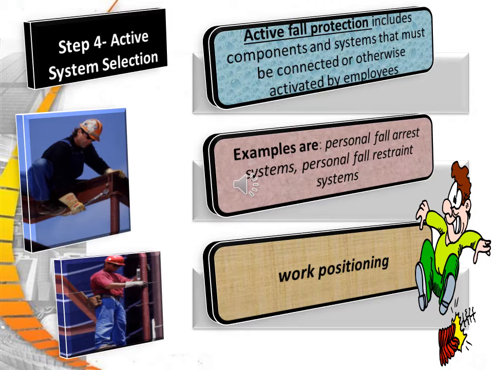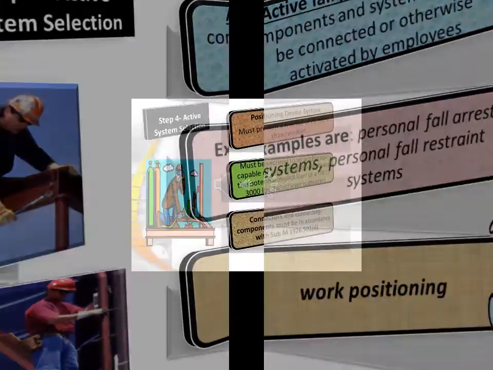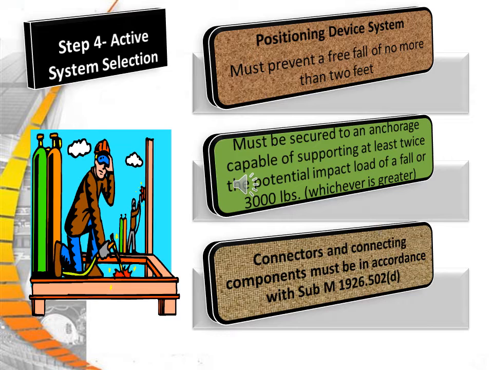Active fall protection includes components and systems that must be connected or otherwise activated by employees. Examples of this are personal fall arrest systems, personal fall restraint systems, and work positioning. A positioning device system must prevent free fall of no more than 2 feet. It must be secured to an anchorage capable of supporting at least twice the potential impact of a fall, or 3,000 pounds, whichever is greater. Connectors and connecting components must be made in accordance with Subpart N, 502D.